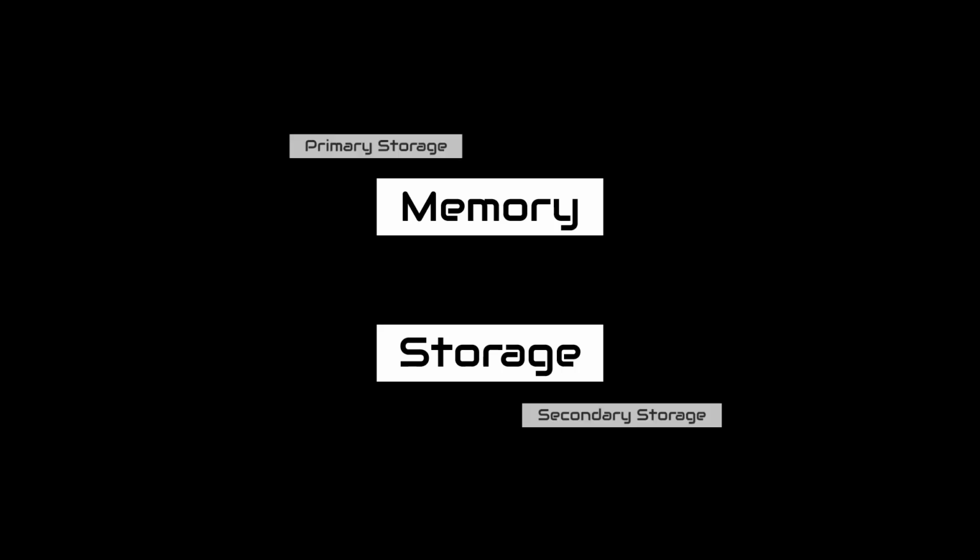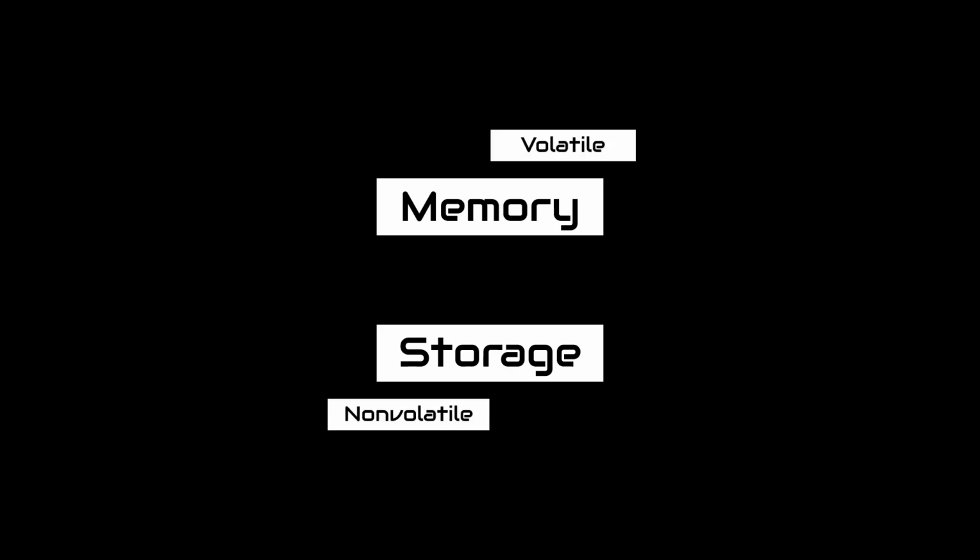You might also hear RAM being referred to as volatile and storage devices as non-volatile. RAM needs a constant source of power to maintain the data stored on it. Without power, the data on RAM is lost. Storage devices don't require power to store data. Yes, they require power to write the data, but once the data is written on the drive or stored on the flash chips, they don't require power to maintain that data.